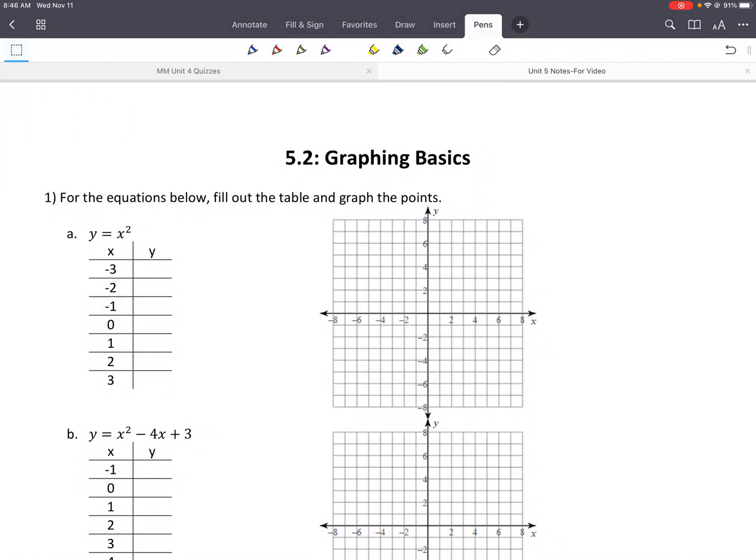Welcome everybody, this is 5.2 Graphing Basics. So last time we talked about key features of parabolas, and today we're going to get into graphing.